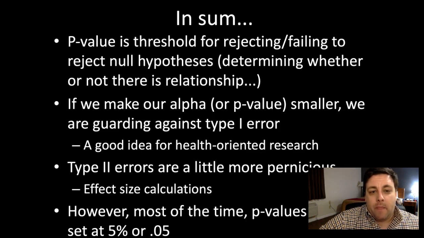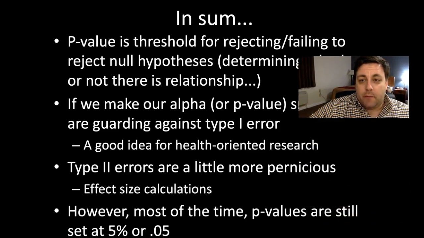Second point I wanted to make here, if we reduce our alpha value, if we make that alpha value smaller, we're guarding against type 1 error. That's a good idea for health-oriented research. Type 2 errors are a little bit more difficult to guard against. We typically use effect size calculations. However, most of the time and in most cases, the threshold for determining significance is still this 5% or 0.05 level, because remember, a percentage is nothing more than a decimal, right? And 5% and 0.05 are the same thing. They're just expressed differently.